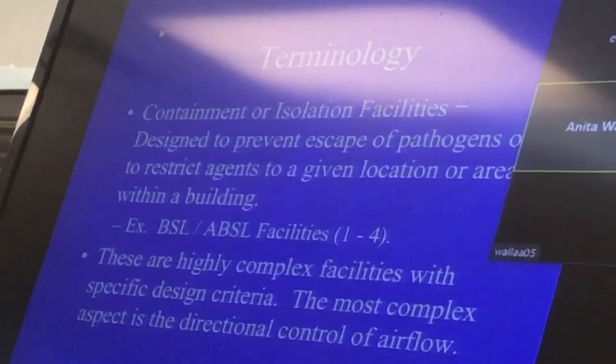So with the biosafety facility, airflow is key. The ability to control directional airflow is the lifeblood of a containment facility, supplemented by operational procedures, strict SOPs to maintain the integrity of those spaces.